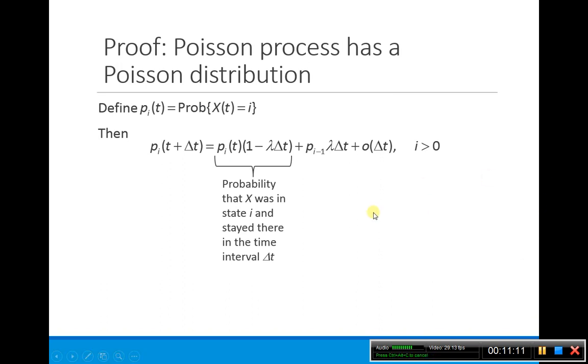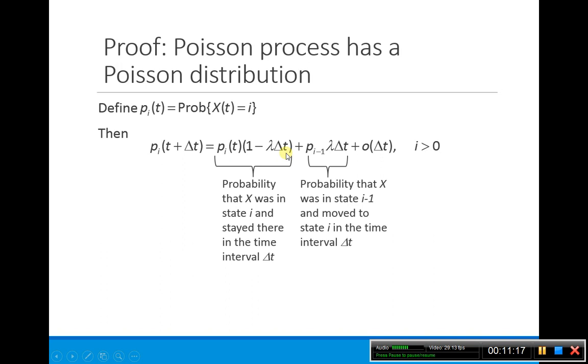Remember, staying there had this probability of 1 minus lambda delta t, plus the probability that I was in one state less and I moved there. So here's the probability that I was in one state less. This is the probability that I moved there. Remember, lambda delta t was that probability we looked at before.